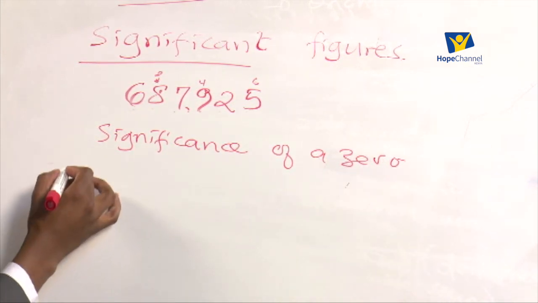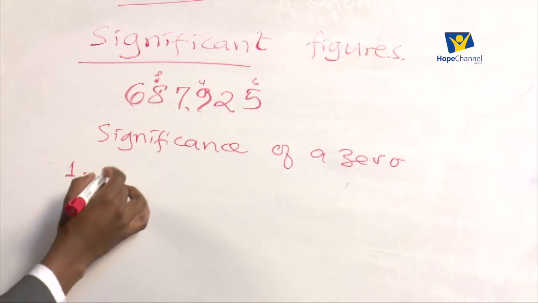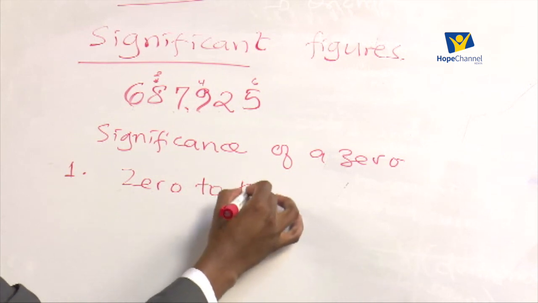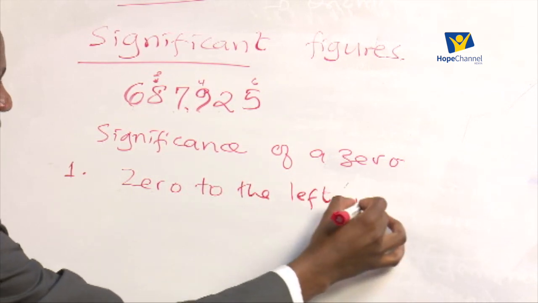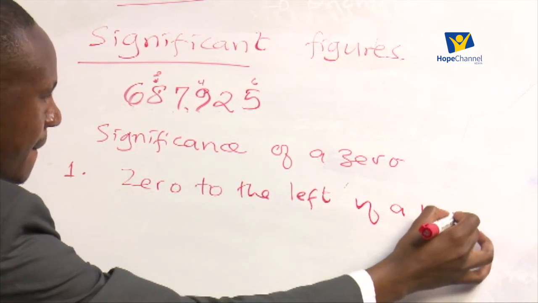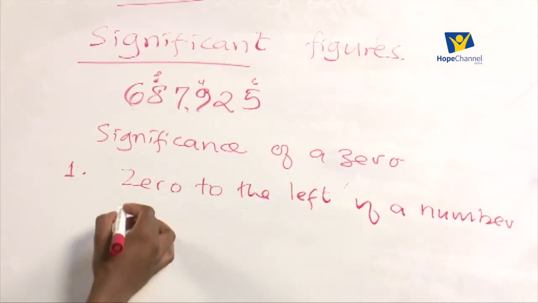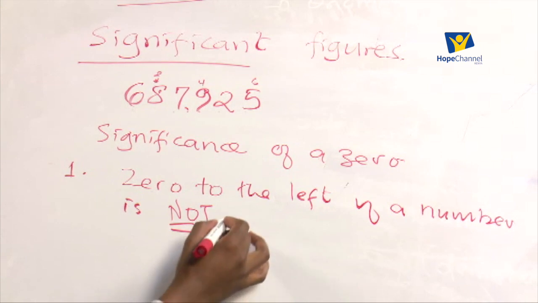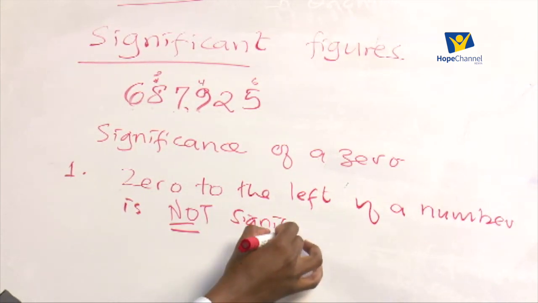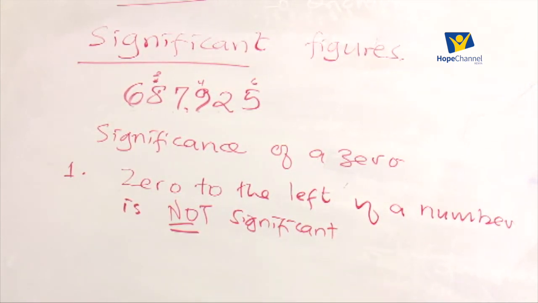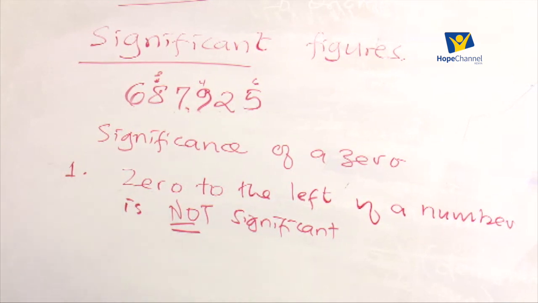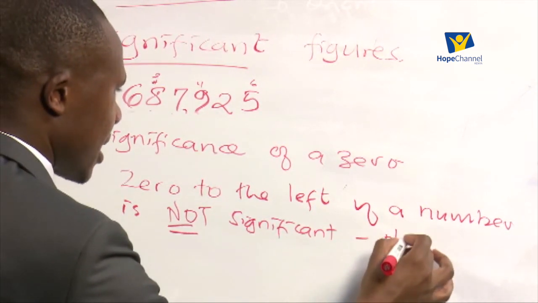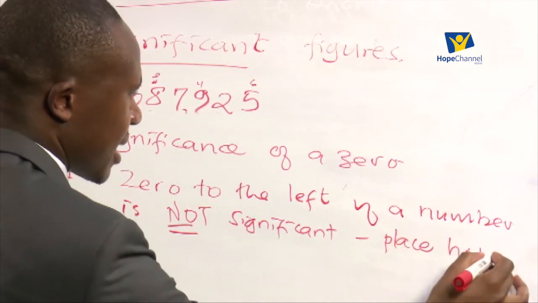Now we have the following rules to note. When 0 appears to the left of a number, 0 to the left of a number is not significant. That is very important for us. If 0 appears to the left of a number, then that 0 is never significant. It is just used as a placeholder.